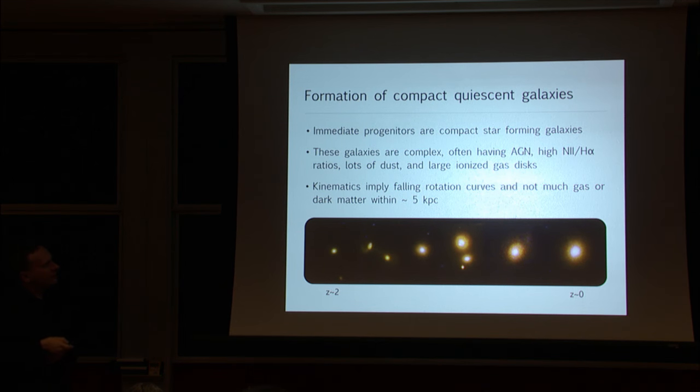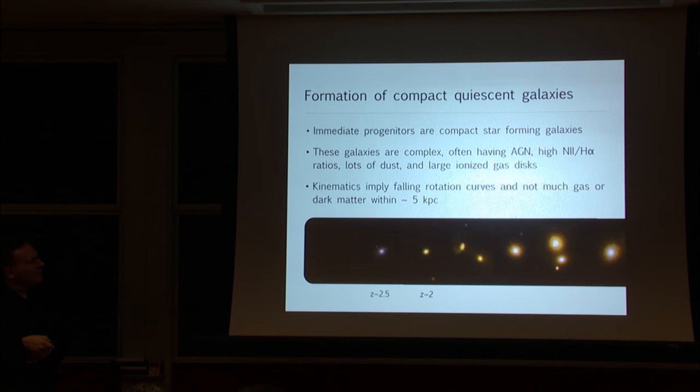So we're now a little bit further. We can say, okay, one step before here, there are these complex star-forming things with these ionized gas distributions around them. But then the question is, what happens at even earlier times? And I'll try to.